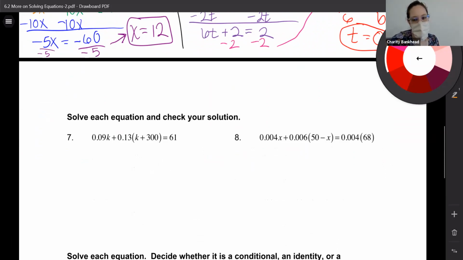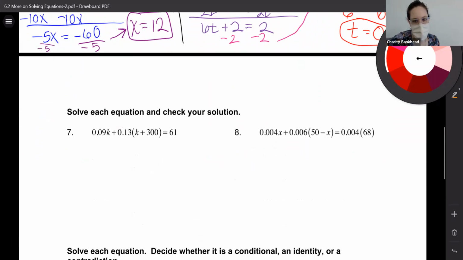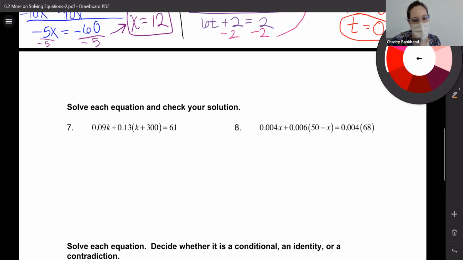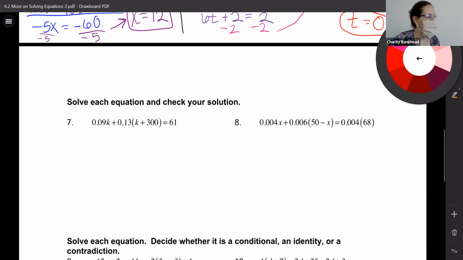Okay. So next we have a bunch of equations that have a bunch of decimals in them. So what we can do to make that a little easier, just like we did with the fractions where we multiplied by the LCD, is basically do the same thing here, except instead of figuring out the LCD, we just multiply by a power of 10. A power of 10 means either 10 or 100 or 1,000 or 10,000, depending on how big the decimals are.